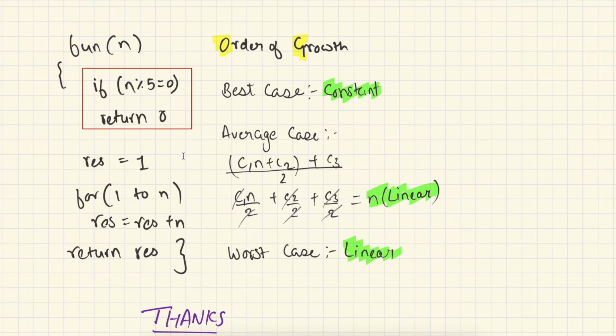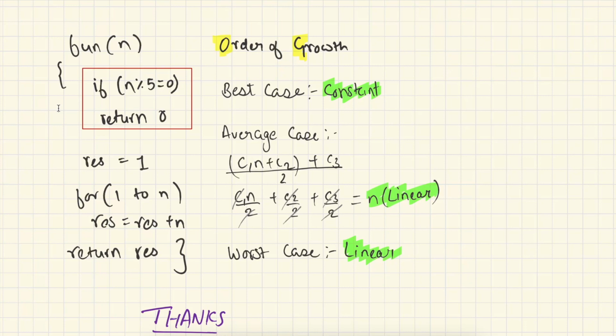Let's talk about the best case. Let's say I pass 5 as an input to this function. When we execute it, the function simply checks if n is divisible by 5 or not. In this case, as we are passing 5, this condition becomes true and we immediately get the result 0. The remaining operations are not going to run in this scenario. So this is our best case. The order of growth of the best case is going to be constant, because we immediately return 0 if our input is divisible by 5.